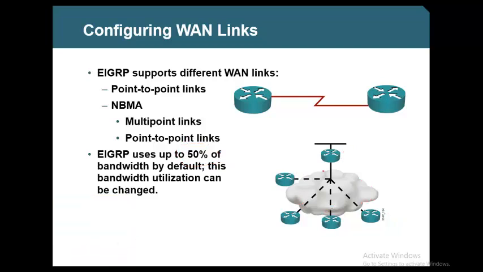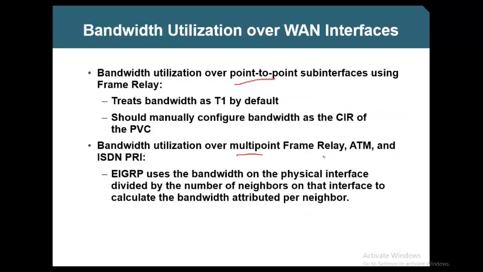If one of these is point to point, and these are multi-points, then you need to do configuration separately for this and separately for this. We just saw point to point. Now we are seeing multi-point. If you have multi-points, you need to calculate how many neighbors you have and the bandwidth on the neighbors. That is what you need to consider as the bandwidth on the hub.